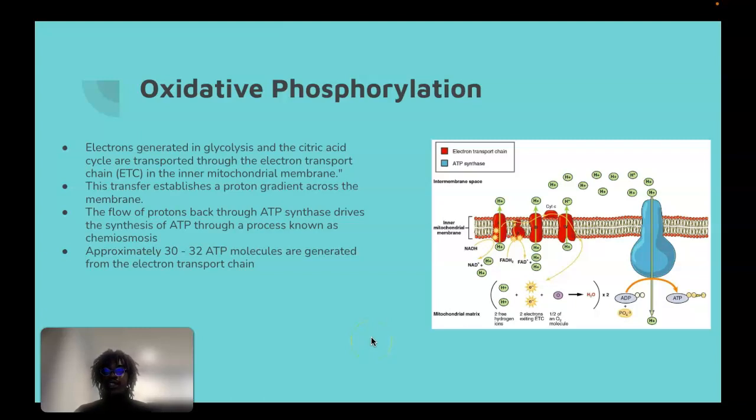The high-energy electrons generated in glycolysis and the citric acid cycle are transported through the electron transport chain, located in the inner mitochondrial membrane. This transfer of electrons establishes a proton gradient across the membrane. The flow of protons back through ATP synthase drives the synthesis of ATP through a process known as chemiosmosis. This is where the majority of ATP is generated, providing a more sustained energy production method.